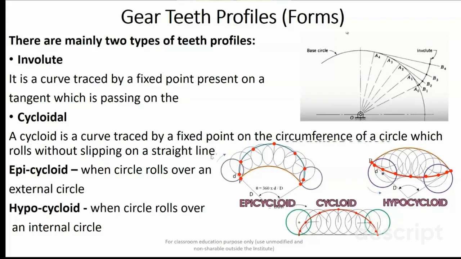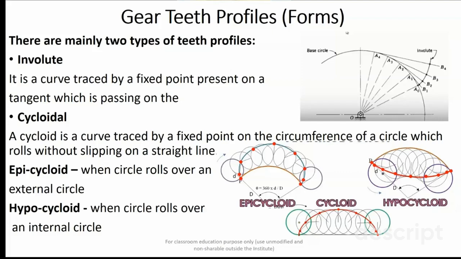Similarly, you have a cycloidal curve. This cycloidal curve is traced by a fixed point on the circumference of a circle which rolls without slipping on a straight line. This is your straight line, and then you have a circle, and on the circumference of the circle you have considered a point. Then you roll this circle on the straight line without slipping. If you consider any point on the circumference of this rolling circle, the locus of the point gives you the cycloid profile.